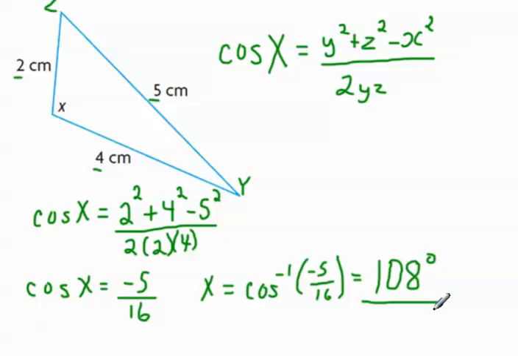If we wanted to find the other angles, we could easily find them by using the law of cosines again, or we could now use the law of sines because we know the x, side x, and angle x.